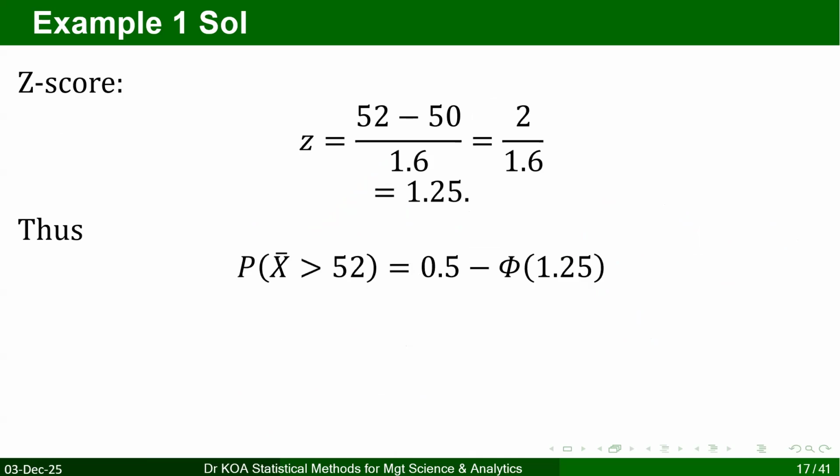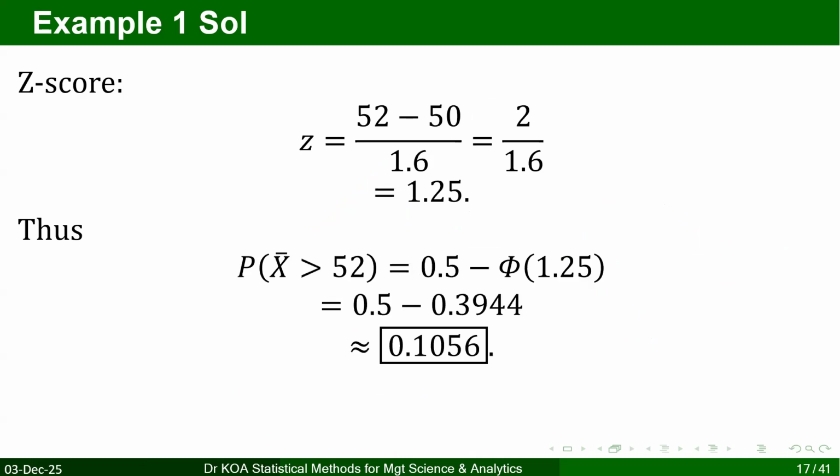So what do you get? The final answer is going to be 10.56%. But do you get it? What this means is that the chances of you picking a sample of 25 and actually obtaining 52 or more millimeters are very slim. It's approximately 10.56%.